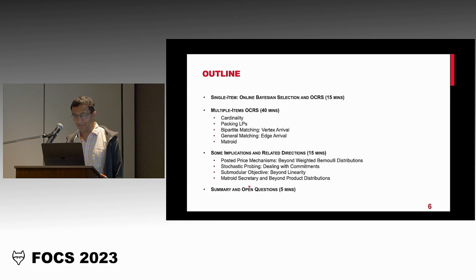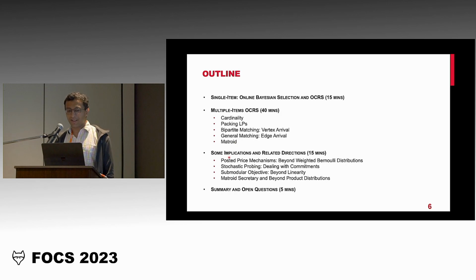Okay, so here's the outline for the talk. I just described what the online Bayesian selection or OCRS problem is for the single item setting, where you're only selecting a single item. Then there's lots of work in the last decade on how to select multiple items. What if I can select k of them? Or what if I have some kind of matching constraint, some packing LP, some matroid constraint, matroid intersection. There's lots and lots of work. I'll only be talking about a few of them, giving you some high level ideas of what kind of results are known. All of them are pretty much separate papers, so there is a lot happening.